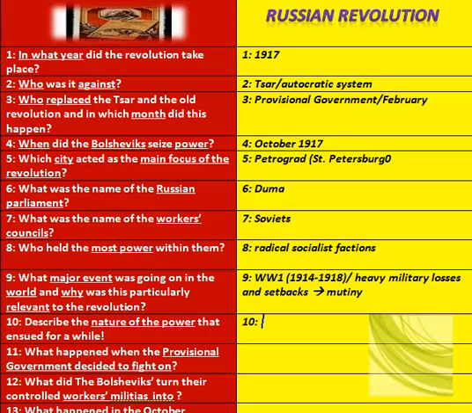Right, number 10. Describe the nature of the power that ensued for a while. So we had the provisional government holding state power, which was principally liberal. Provisional is not provincial. Provincial is something to do with out in the provinces. Right, provisional.